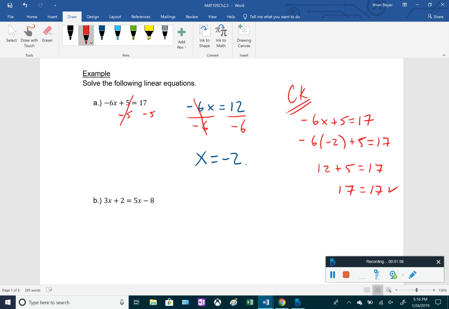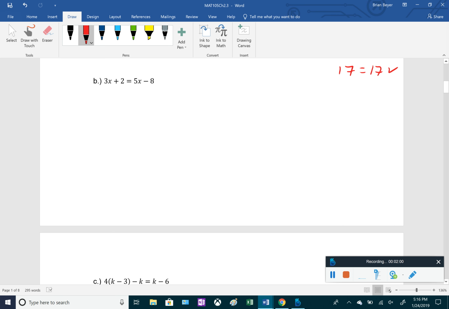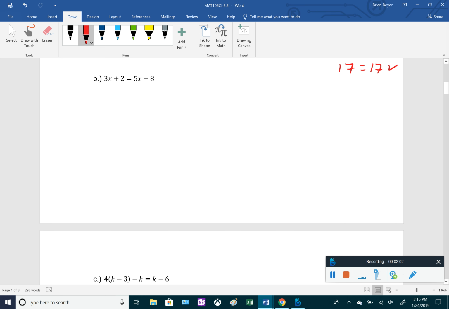Okay, and then for the next one, we have 3x plus 2 equals 5x minus 8. So both sides are already simplified here, so we just want to choose what side we want to get the variable on. I'm just going to get the variables on the left. So I'm going to subtract 5x. That's going to give us 3x minus 5x is negative 2x. So we get negative 2x plus 2 equals negative 8.